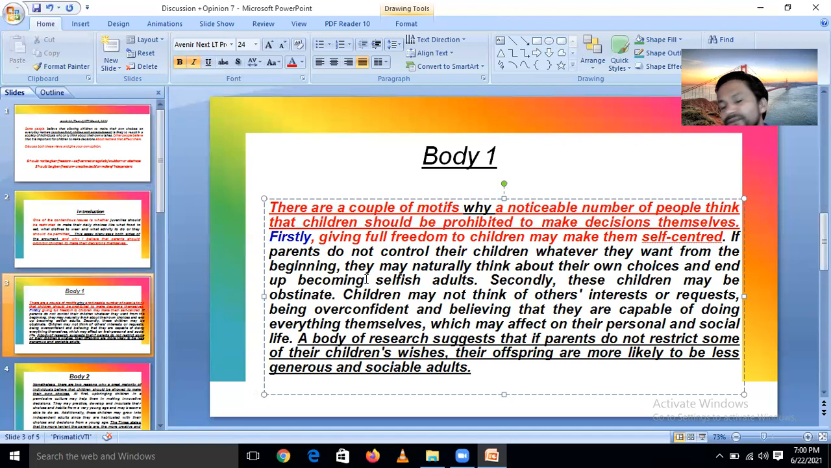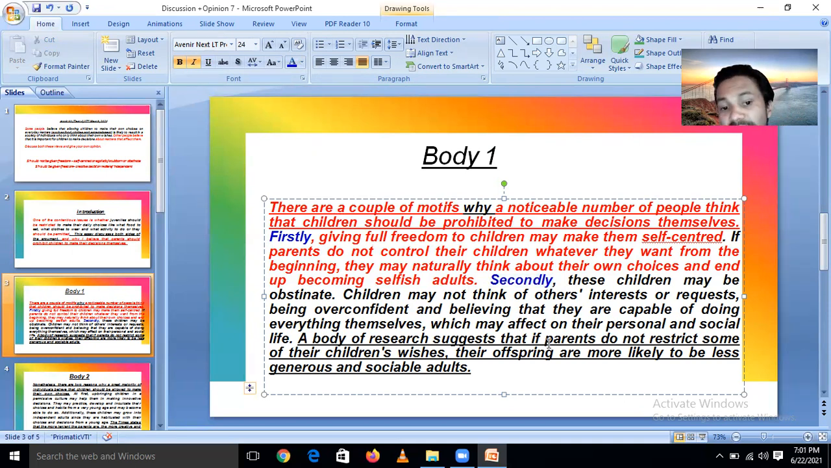If parents do not control their children, whatever they want from the beginning, they may naturally think about their own choices and end up becoming selfish adults. So you need to fully develop and go on. Secondly, look at this: firstly and secondly, how the essay is developed, how the arguments are developed.